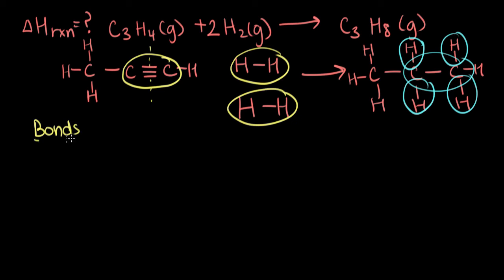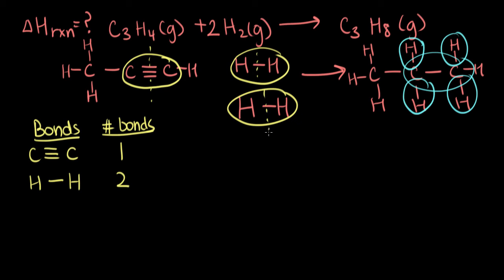So if we just look at the bonds we broke, we have a carbon-carbon triple bond, and we have a couple hydrogen-hydrogen bonds. Let's also just write down how many of each we have, because we'll need that for our calculation. So we have 1 carbon-carbon triple bond, and we have 2 hydrogen-hydrogen bonds that are broken. And then we can also look up their bond enthalpies, which are in kilojoules per mole. Bond enthalpies you can typically look up in your textbook or online, and they usually come in a table of bond enthalpies. The units can be kilojoules per mole. Sometimes you also see calories or kilocalories per mole.